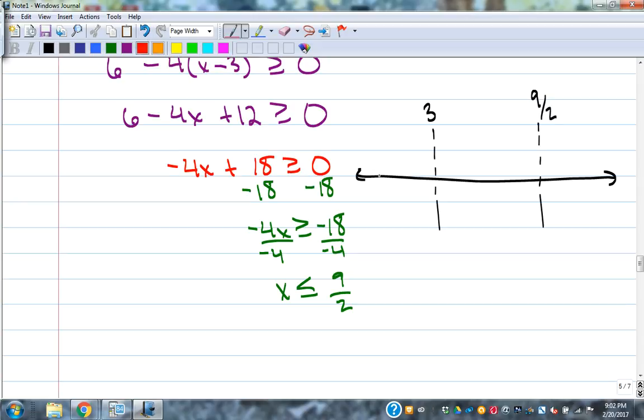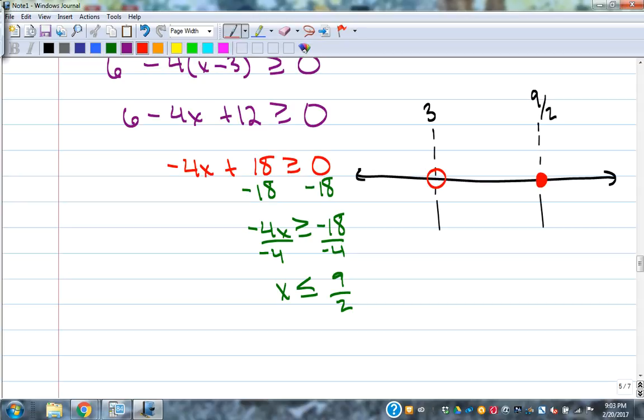The 3 is an open circle. The 9/2 is a closed circle. Why is the 9/2 a closed circle? The equal to mark on it, right? 3 is an open circle because it's restricted. It can't be an answer. So the restriction is always an open circle. So we've got 3 intervals that we've got to check some numbers in.